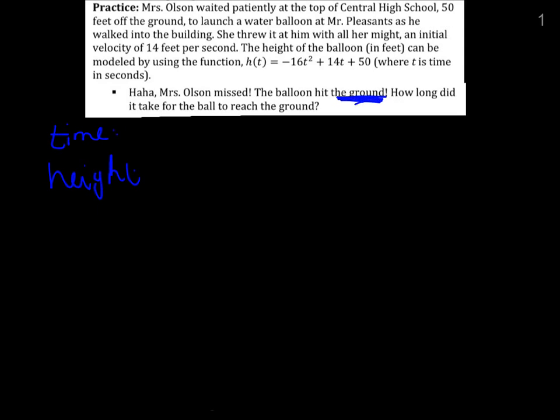The height would be 0. So we can say the height is 0. Alright, so let's plug that in for h of t, which is height. So we have 0 equals negative 16t squared plus 14t plus 50.